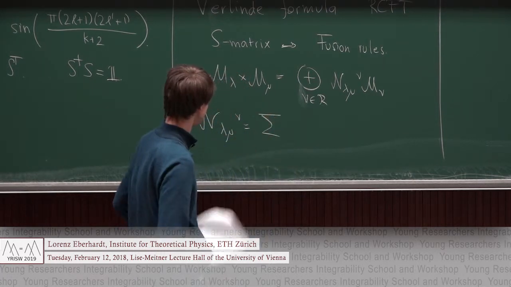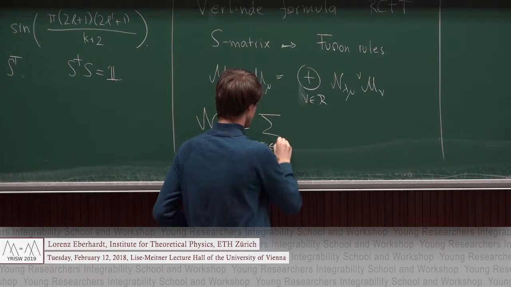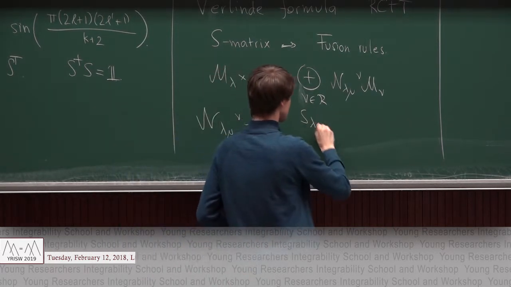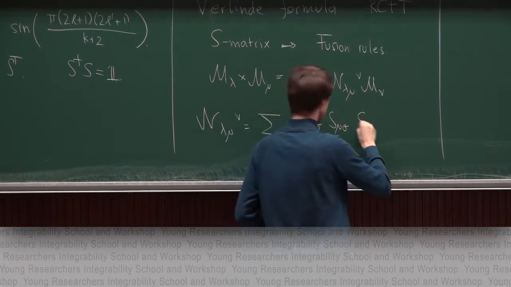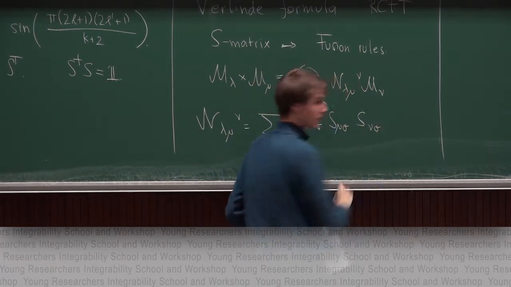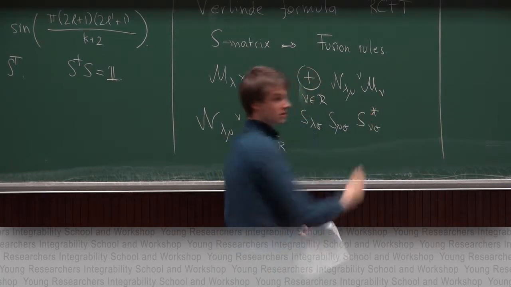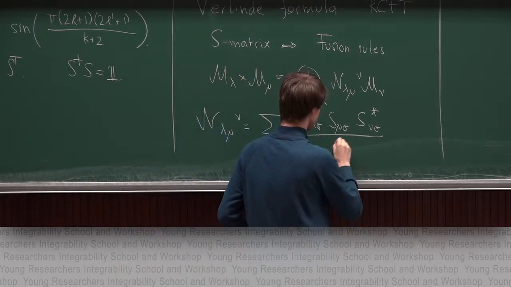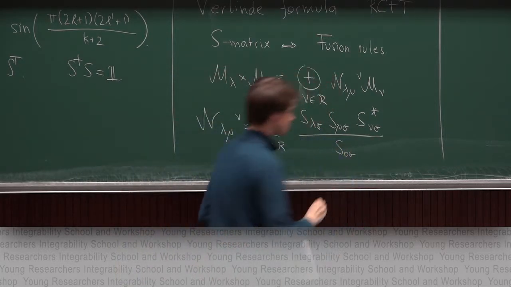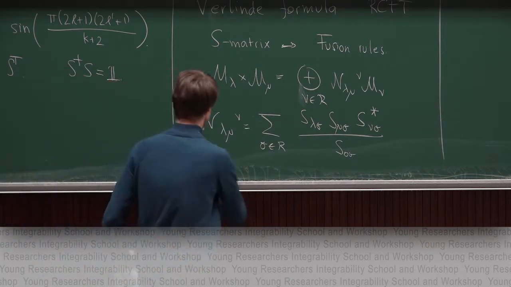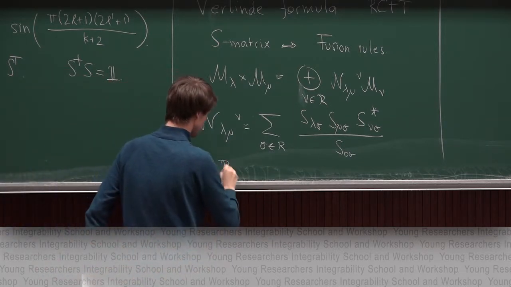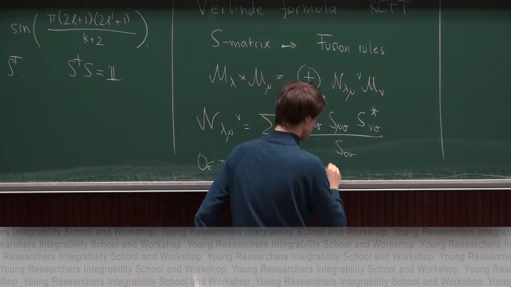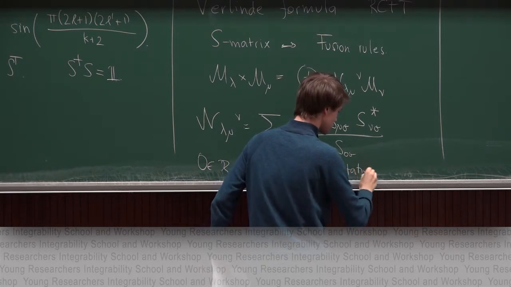You sum over a third, auxiliary label, sigma, and then you put three S matrices, S lambda sigma, S mu sigma, and S nu sigma of the three arguments. Generally, you have to conjugate the third one because it's an upstairs index, and then divide by S zero sigma, where by zero I mean the vacuum representation. So zero in R is the vacuum representation, which is a representation you always have.